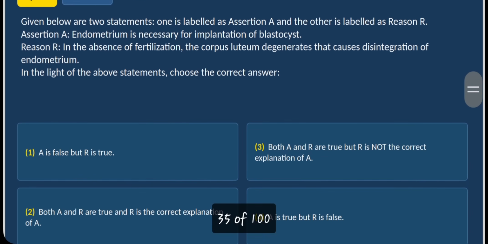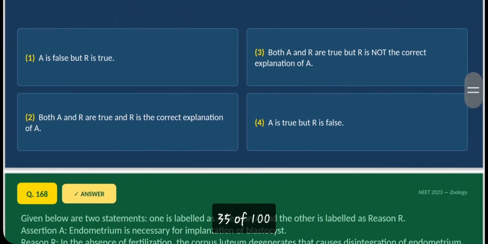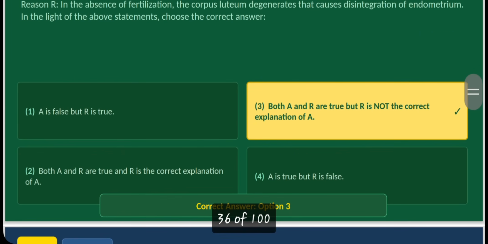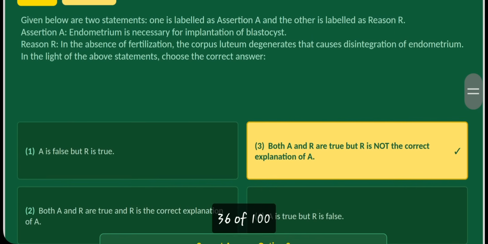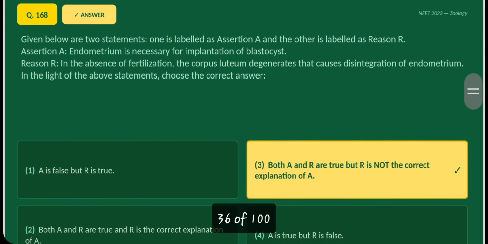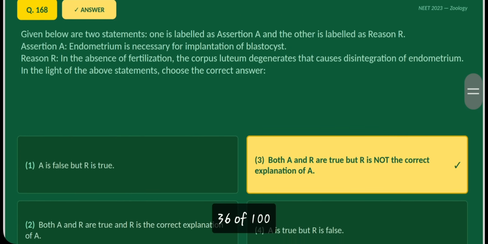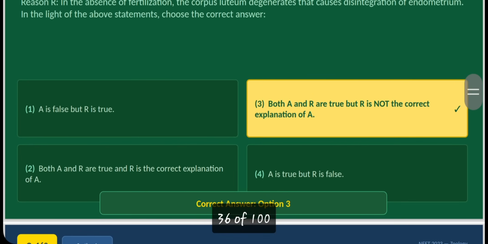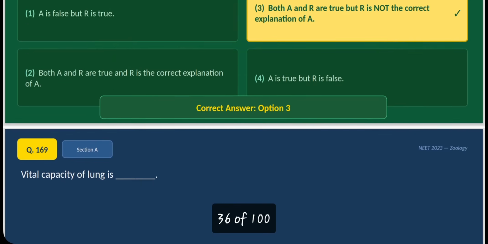Given below are two statements, assertion and reason. Endometrium is necessary for implantation of blastocyst. In the absence of fertilization, the corpus luteum degenerates, which causes disintegration of endometrium. So in the light of this, both A and R are true, but R is not the correct explanation of A. So third option, both A and R are true, but R is not the correct explanation of A.